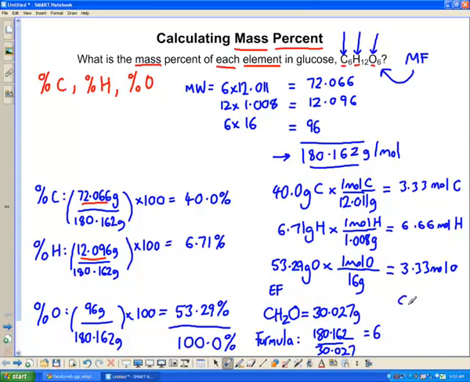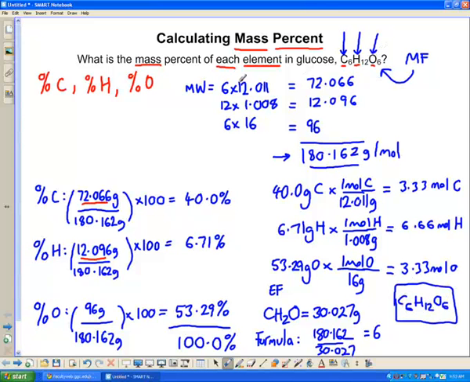Therefore, 1 carbon becomes 6 carbons, 2 hydrogens becomes 12 hydrogens, and 1 oxygen becomes 6 oxygens. All right, and notice that formula is the same as the one up here.